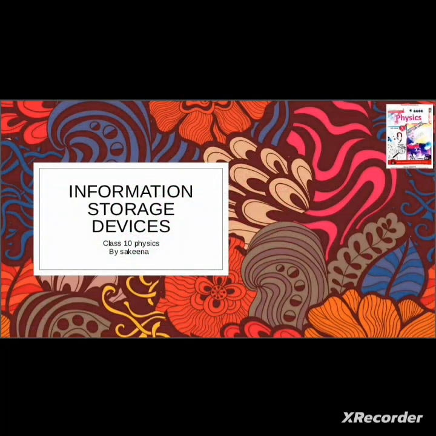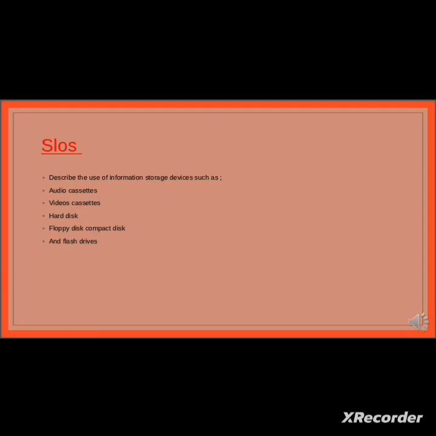Chapter number 17, Information and Communication Technology. The topic is Information Storage Devices. The SLO of the topic is to describe the use of information storage devices such as audio cassettes, video cassettes, hard disk, floppy disk, compact disk, and a flash drive.